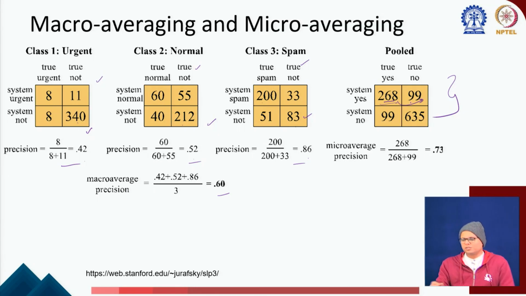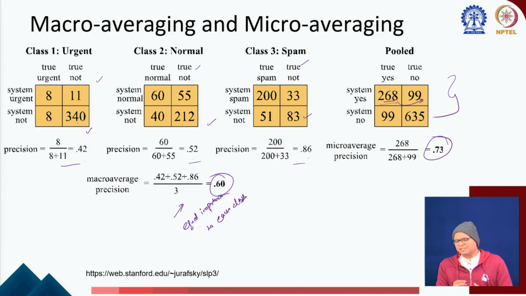So that will be the precision 0.73, and you see they are not very close to each other, right? And why is that? Because macro average precision gives equal importance to each class, right? So it is giving equal importance to each class, while micro average precision is not doing that.